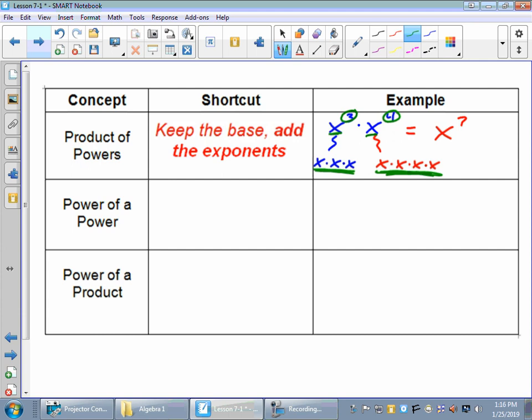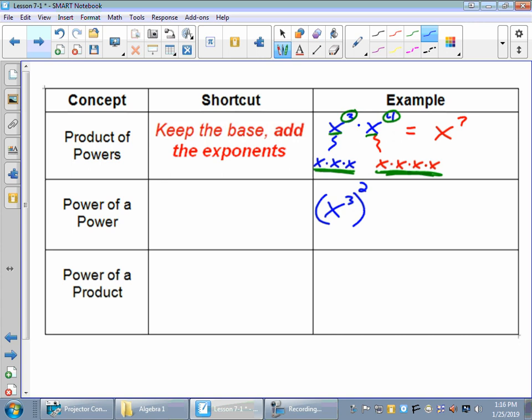But if you get good with the shortcuts, it makes life a lot easier, a lot faster. How about a power of a power? So in this case, our example would be something like x cubed, all to the second power. That's a power to a power. Okay? So in this one, because the 2 is outside the parentheses, it's saying everything inside the parentheses squared.